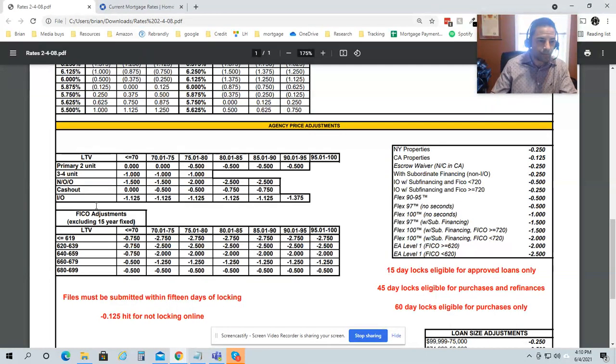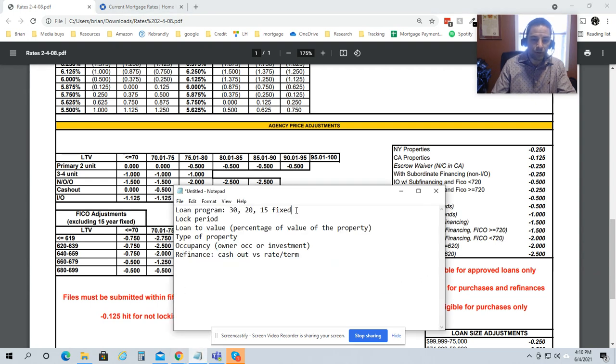You can see that there's another adjustment for interest only. With interest only loans, the balance is never going to get paid down, so obviously there's more risk to the bank longer term. So that's where there's an adjustment to the interest rate. So I think interest only would fall under loan program. So let's just say, or interest only.